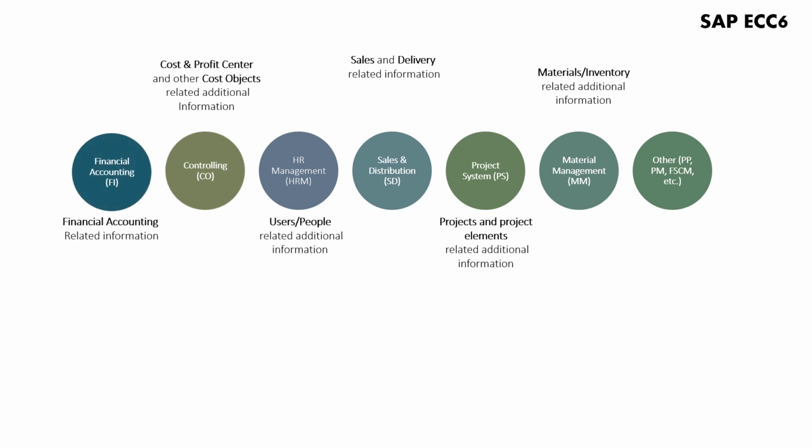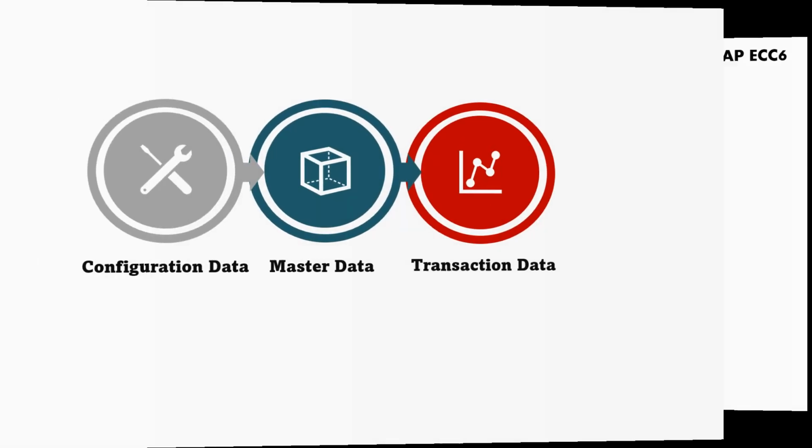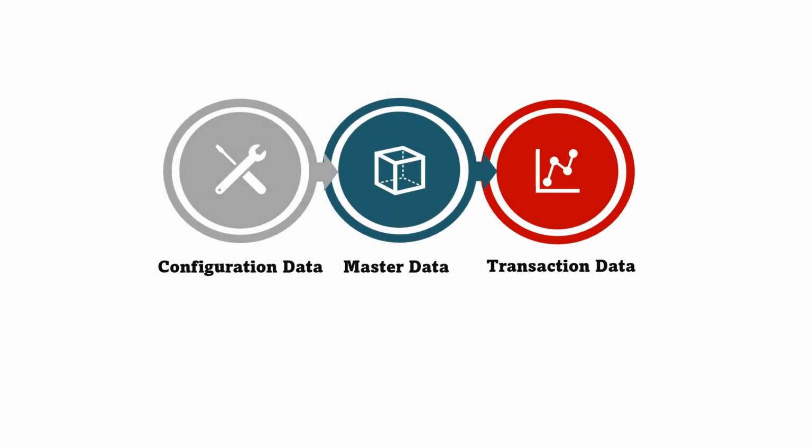Before exploring these modules as data sources for finance transactions, let's understand the types of data in ERP. This comprehension will offer us better insights into the data we will be working with. In ERP systems, we primarily encounter three types of data that we need to understand: configuration, master, and transactional data.